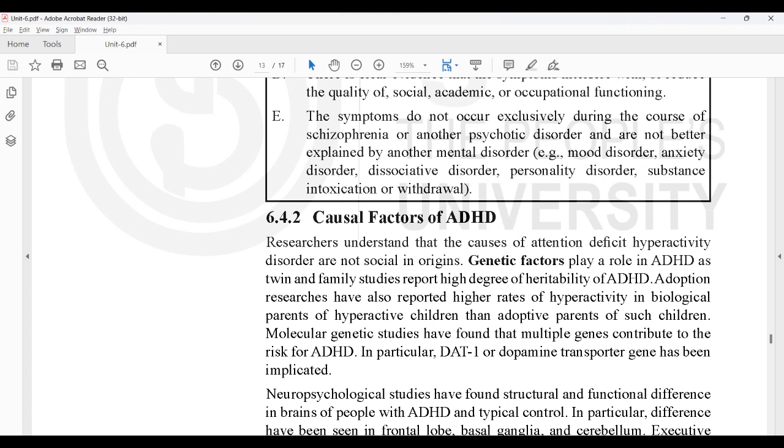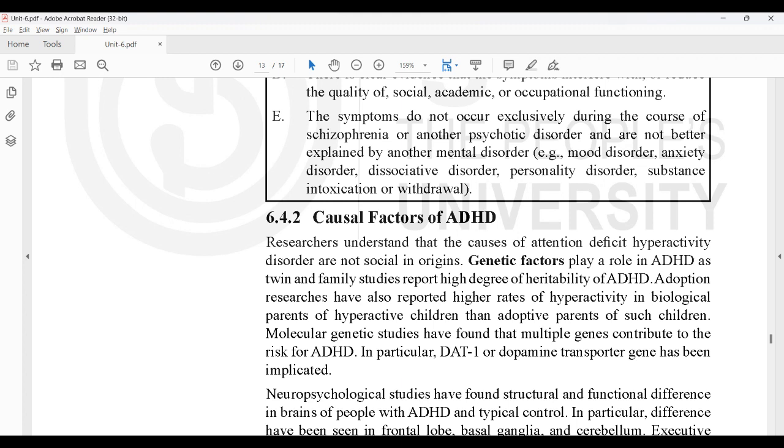6.4.2 Causal factors of ADHD. Researchers understand that the causes of attention deficit hyperactivity disorder are not social in origins. Genetic factors play a role in ADHD as twin and family studies report a high degree of heritability of ADHD. Adoption researchers have also reported higher rates of hyperactivity in biological parents of hyperactive children than adoptive parents of such children. Molecular genetic studies have found that multiple genes contribute to the risk for ADHD. In particular, the dopamine transporter gene has been implicated.